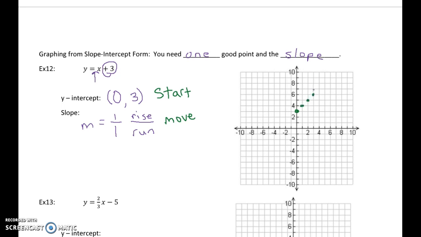You can make as many of these as you like, at least 2 or 3. I just keep going till I'm out of space. So you have several points following that slope, and then you just connect them with a nice straight line through them. So that's starting at your y-intercept and moving with your slope. Let's try that a couple more times.